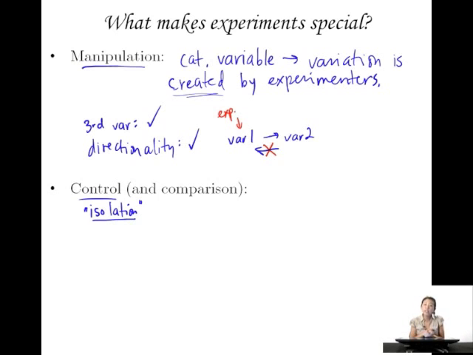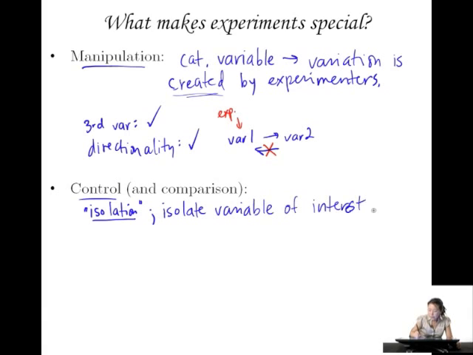So the problem with other studies is that they don't have control. The women who have a lot of education might also be wealthy, right? Or live in a different neighborhood, or already be using birth control, right? So those women are different in many, many, many ways, many variables. What we want to do in control is isolate the variable of interest. And how do we do that?